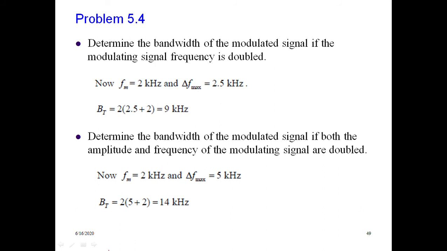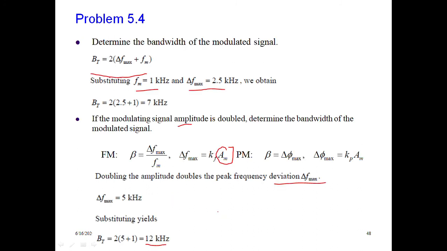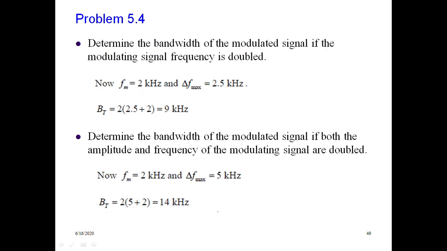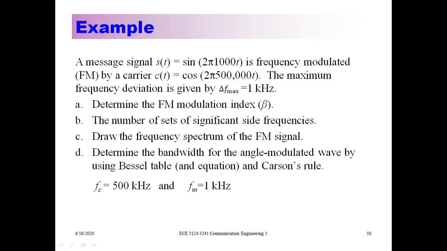Alright, how about if the modulating signal is double? Previously it is 1, now it becomes 2. Okay, so the total bandwidth will also change. Previously 7, now 9. Okay, here this is the FM. And then if both change, of course, the total bandwidth will be changed also. Right. Okay, let's see the next example.